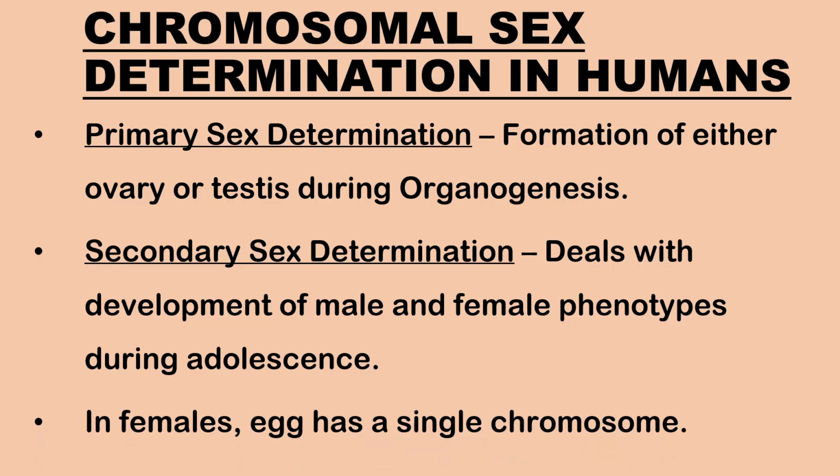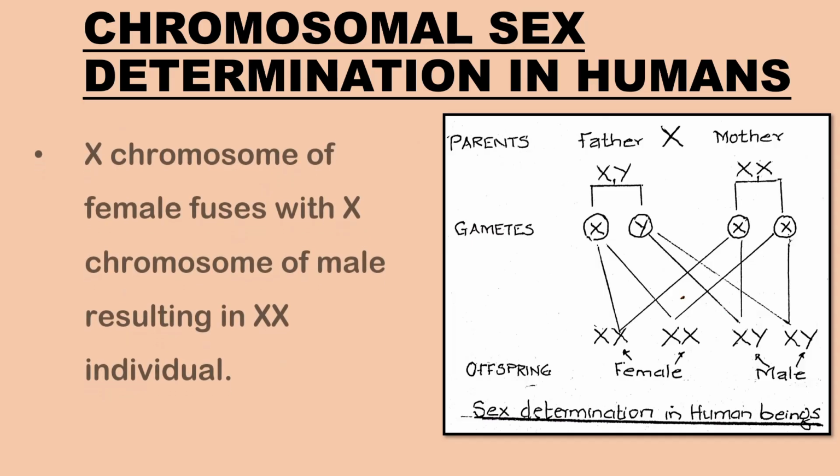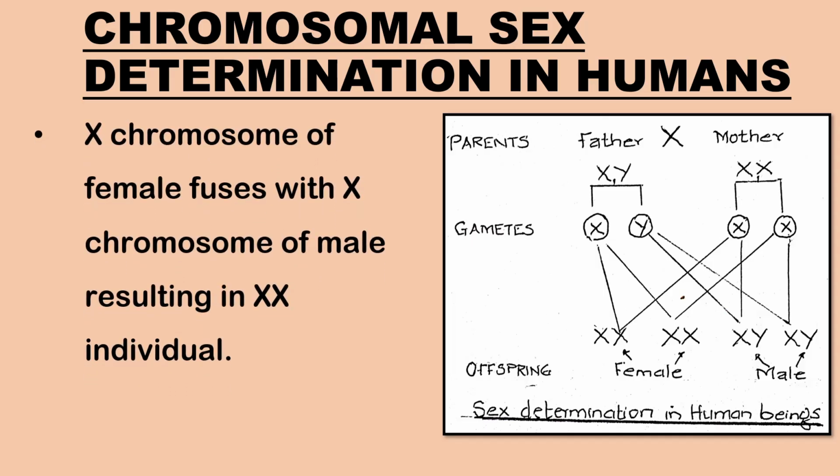In females, each egg has a single X chromosome, while in males there are two types of sperms, one with X chromosome and the other with Y chromosome. If the X chromosome of the female fuses with the X chromosome from the sperm, the resulting individual is XX, a female which forms ovaries. If the X chromosome of the female fuses with the Y chromosome from the sperm, the resulting individual is XY, a male which forms the testis.